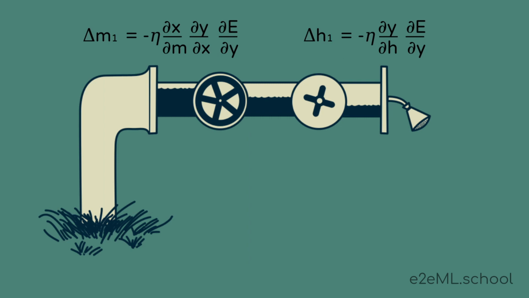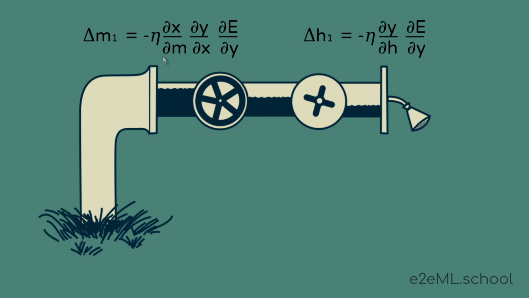Now we finally know everything we need to adjust our valves and get our shower set up. Each valve adjustment will be proportional to the sensitivity of the error to that valve and in the opposite direction because we want E to go down, not up. And we multiply that by our learning rate, which we'll call by the Greek letter eta. So for our first iteration, our adjustment to the shower handle, delta H1, is minus eta times dE dy times dy dH. Similarly, the change to the main valve, delta M1, is minus eta times dE dy times dy dx times dx dM.